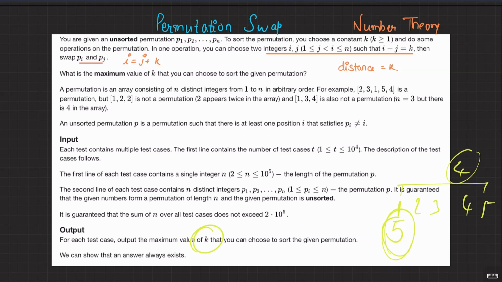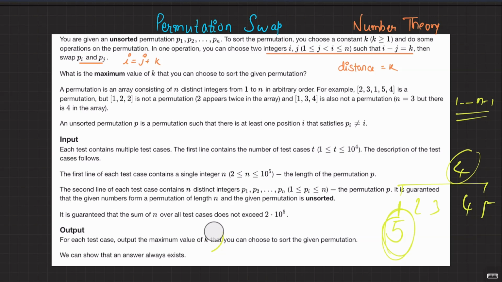Provided it's possible. But you know that the k value will lie somewhere between 1 and maybe 0 also, right? Can k be 0? No, k cannot be 0, because the permutation is not sorted. So the k value will lie somewhere from 1 to n-1. That we can clearly see just by reading the question. You have to try to maximize it.